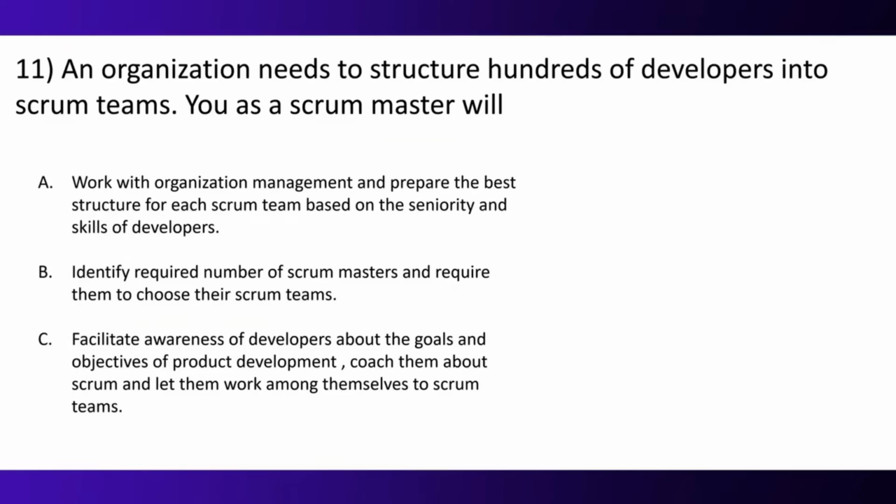Question 11. An organization needs to structure hundreds of developers into Scrum teams. You as a Scrum Master will, option A, work with organization management and prepare the best structure for each Scrum team based on seniority and skills of developers. Option B, identify required number of Scrum Masters and require them to choose their Scrum teams. Option C, facilitate awareness of developers about the goals and objectives of product development. Coach them about Scrum and let them work among themselves to form Scrum teams. And the correct option is E.